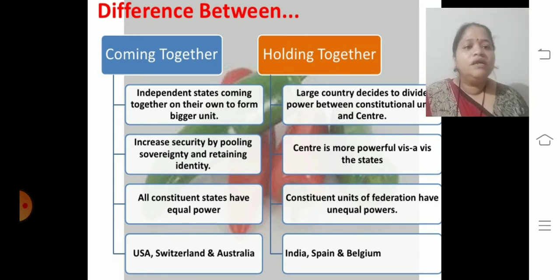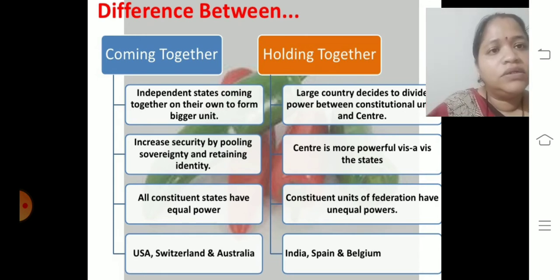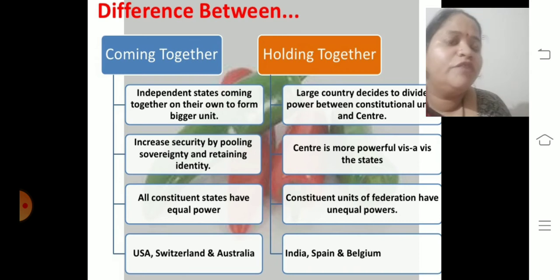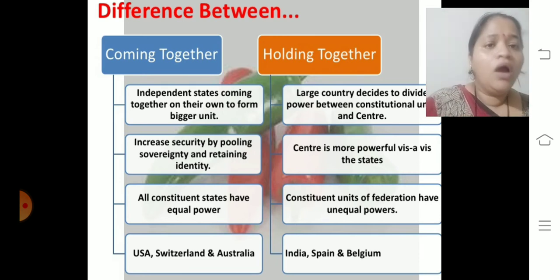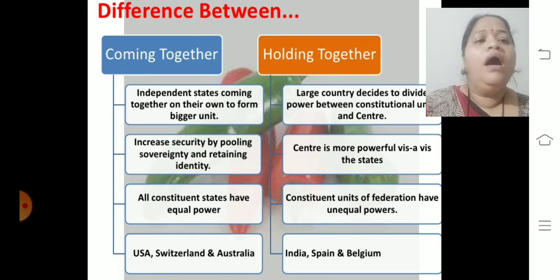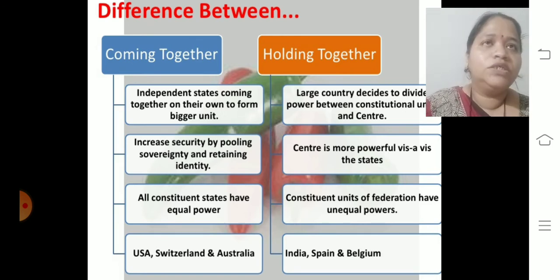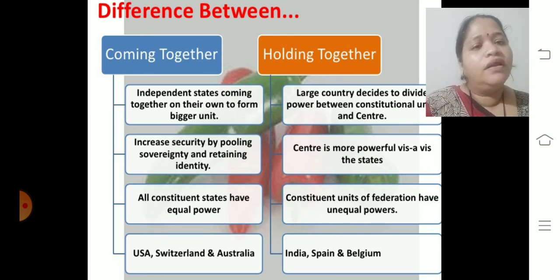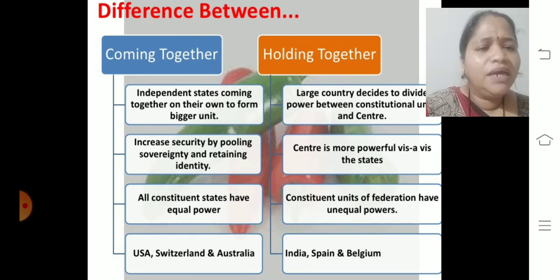And children, 3 mark or 5 mark questions are also asked according to this. What is the difference between coming together and holding together, or they will ask you to write short notes on coming together and holding together, or they will ask what are the types of federalism or what is the difference. Different questions may be asked.